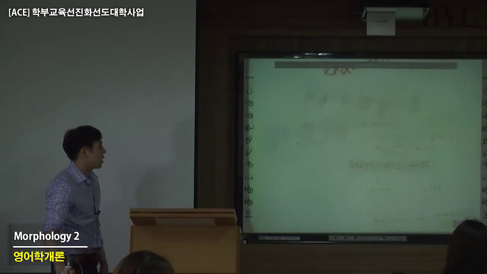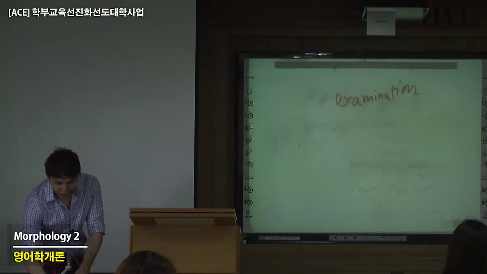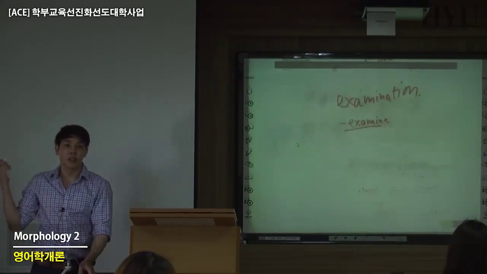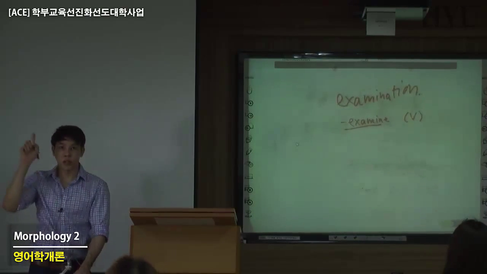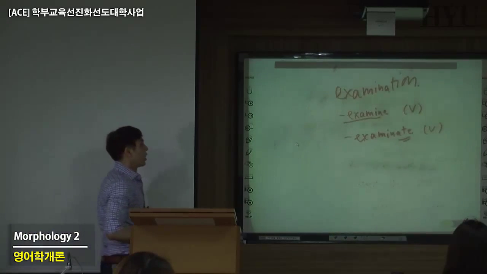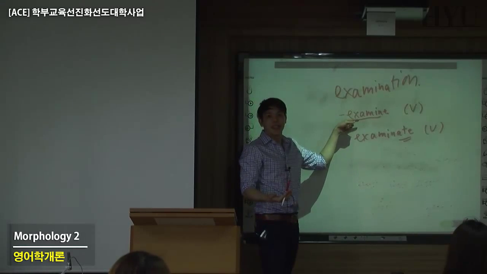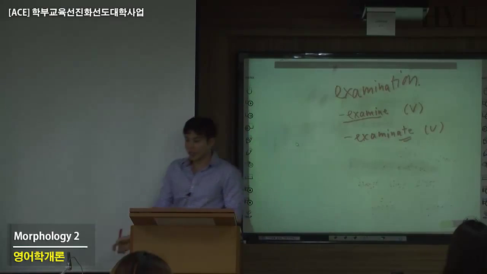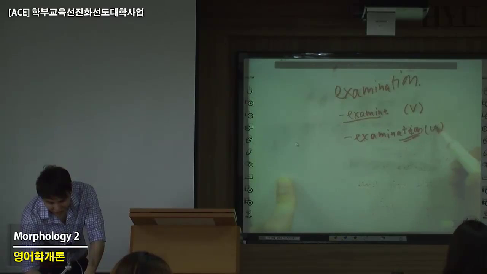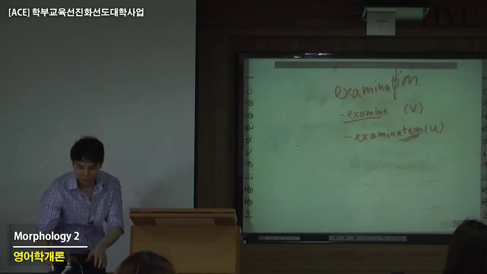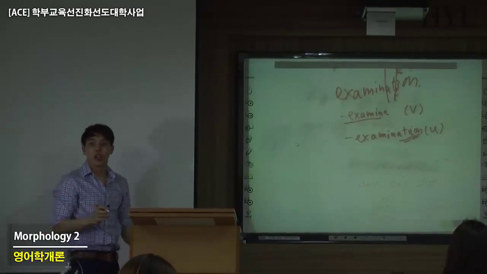Okay, how many morphemes are there? We have examine, right? Examine, which is a verb. So that's one, right? Do we have the verb examinate in English? No, right? Because we already have the verb examine. So there is no such thing as examinate, okay? So ate is not a suffix here. But we have ation, which is a noun suffix. So actually, we have only two, examine and ation here, only two.